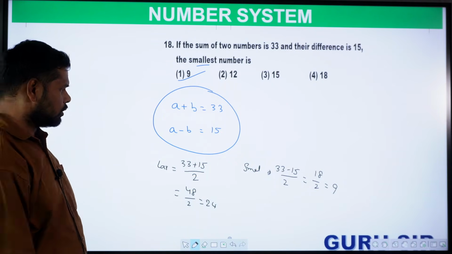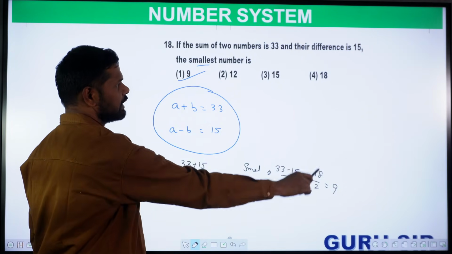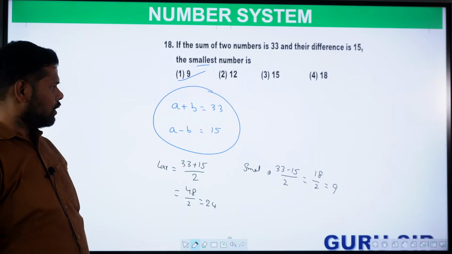That's it. So 24 is the largest and 9 is the smallest. So 24 plus 9, 33. 24 minus 9, 15. Is that clear?